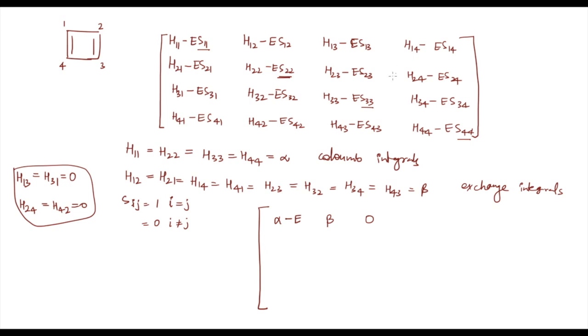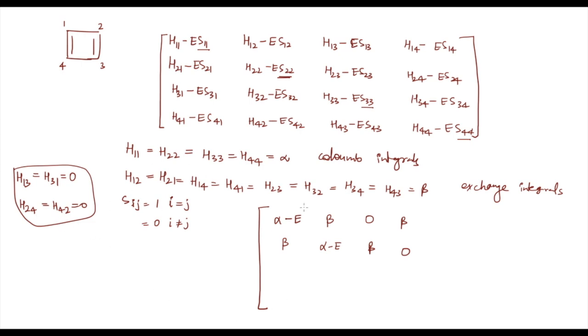The last part, H14, is going to be beta, and the other part will be 0, so only beta will be here. In the next column we will have beta from here, because this is equal to beta, and this particular part will be 0. Here you will get alpha minus E, then you will have beta from H23, and the last one will be 0 because there is no bond between 2 and 4.